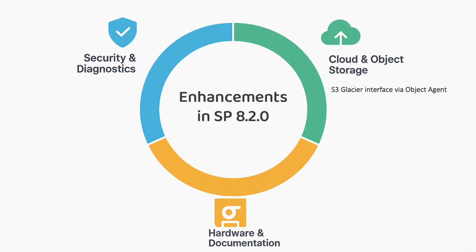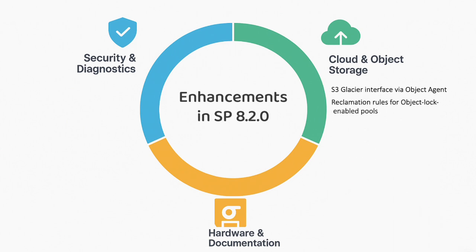Let's start with one of the biggest enhancements, S3 Glacier support through the Storage Protect Object Agent. SP 8.2 now allows an AWS S3 client to send backup data to the Storage Protect S3 interface using the Glacier storage class. What does that mean? Super cost effective storage for long term retention, Glacier-like archival benefits, and the data can be stored in a tape-based backend pool in Storage Protect. That's the best of both worlds. Cloud workflows with tape economics.